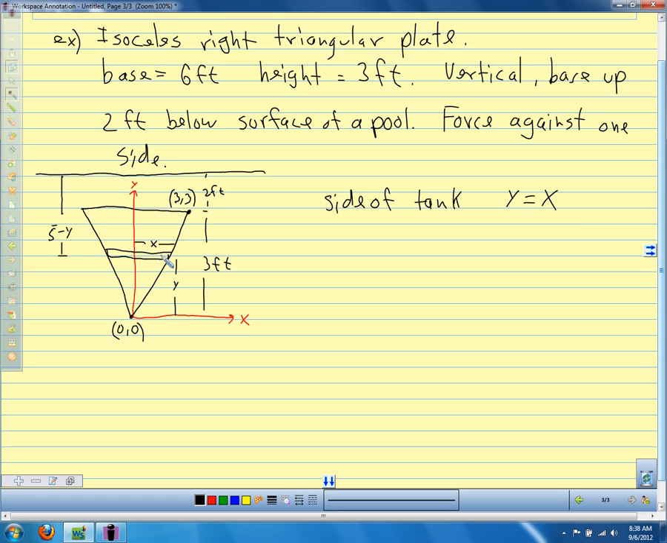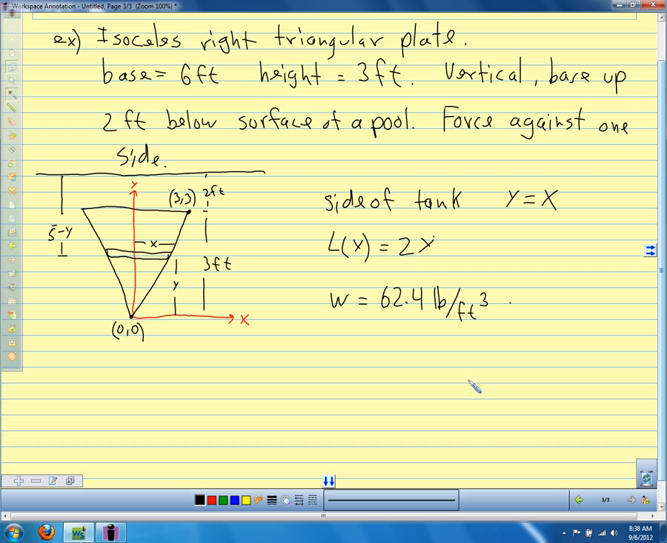So the length function for the strip, L sub y, is 2 times what we called x here. So L sub y is just 2y. 2x or 2y, they're the same thing. The weight density of water in these kinds of problems, I'll give that to you. So the weight density of water is usually 62.4 pounds per cubic foot. Sometimes there'll be something different. Not square foot, cubic foot. 62.4 pounds per cubic foot.